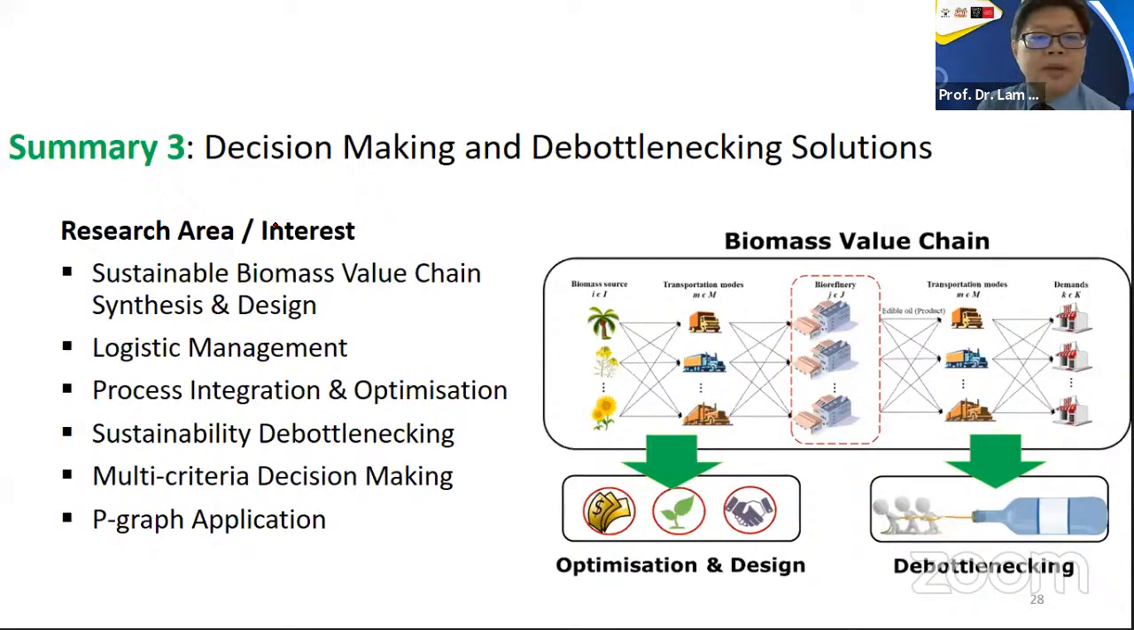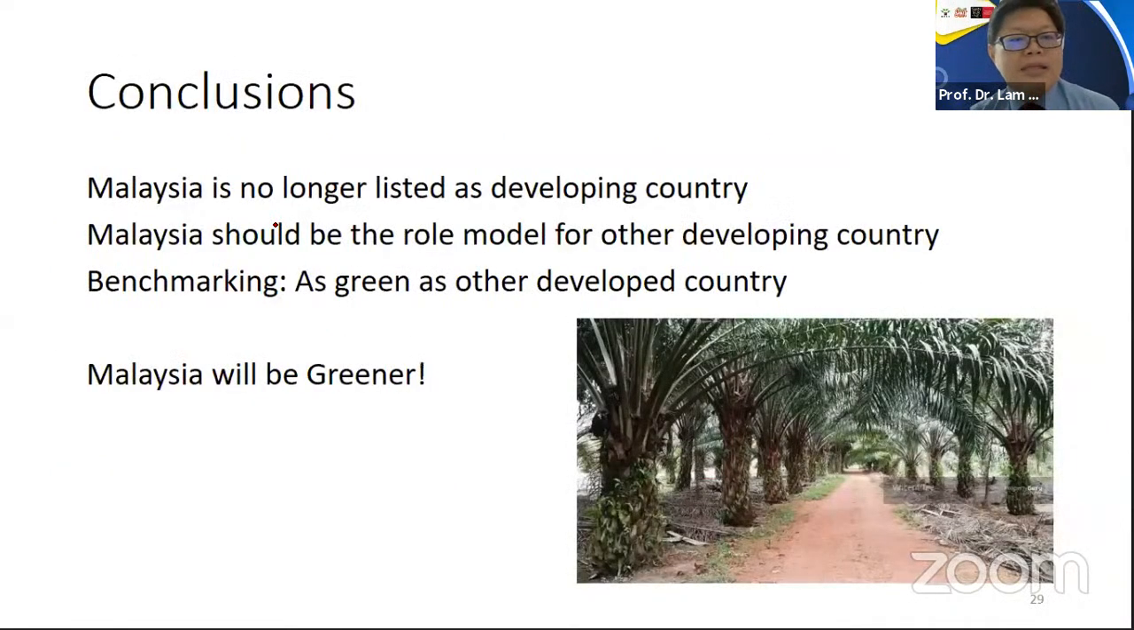Something like that. So my conclusion is Malaysia will no longer be listed as a developing country very soon. So our mindset cannot stop at waiting for other countries to lead us. We need to show that we are ready to be a developed country, especially in green technology. Malaysia should be a role model for other developing countries. I think we have this pride. We need to be ahead of other developing countries, especially in the palm oil industry. We are always the big brother, so we have to be ready for that, benchmarking as green as other developed countries.